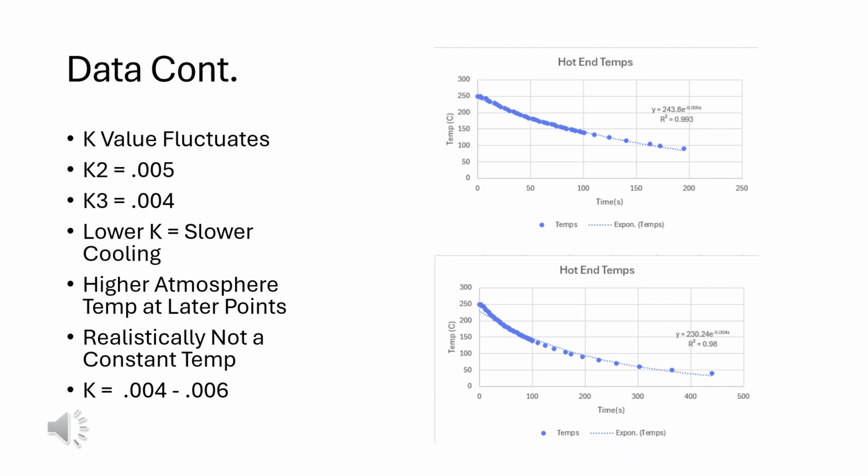Upon graphing more and more data points, I have discovered that the k value fluctuates from 0.006 down to 0.004 as I add more points. This is likely explained by the atmospheric temperature changing as the heat from the hot end is radiating off of it.